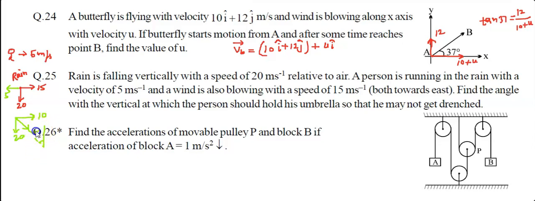Because if this angle is alpha, then you'll find tan alpha is going to be this divided by this. The way we have done the earlier question as well.